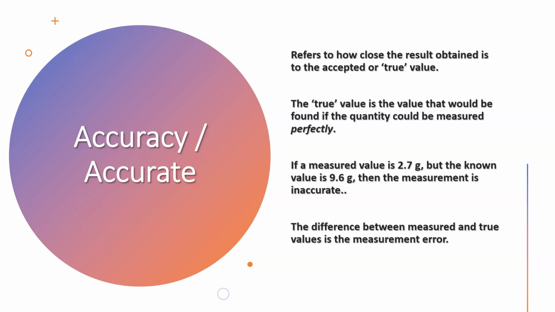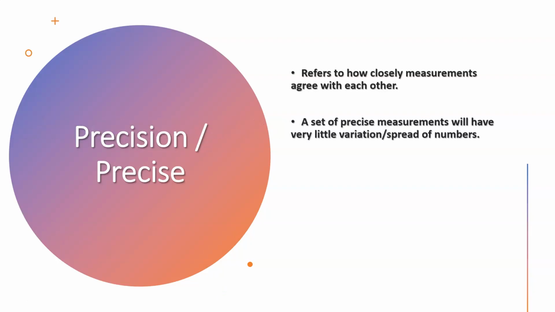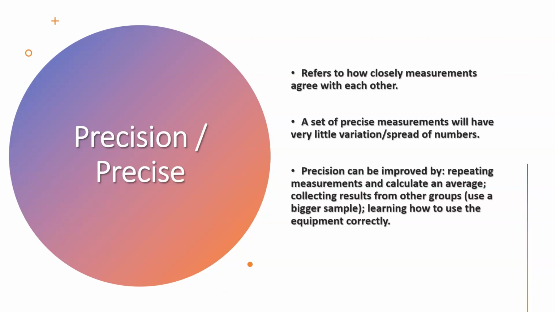So that is accuracy. Next up, precision, or precise. This refers to how closely measurements agree with each other. A set of precise measurements will have very little variation or spread of numbers. Precision can be improved by repeating measurements and calculating an average, collecting results from other groups to use a bigger sample, and learning how to use your equipment correctly.